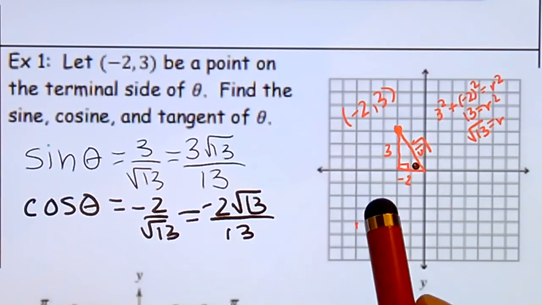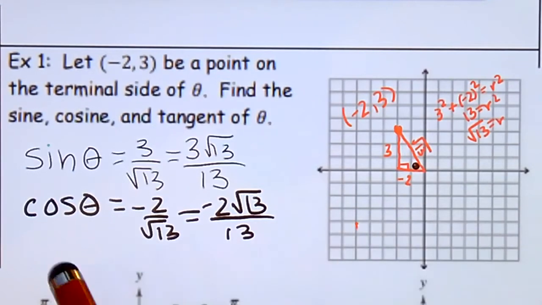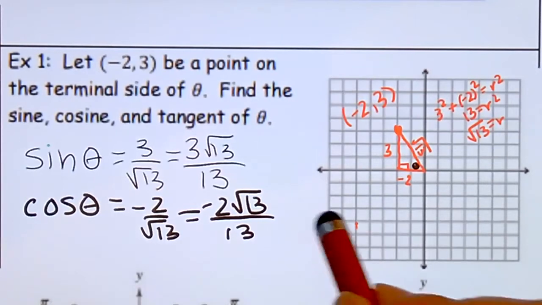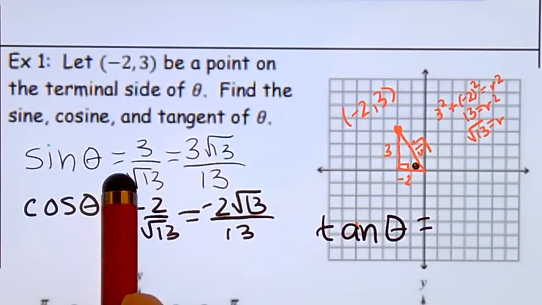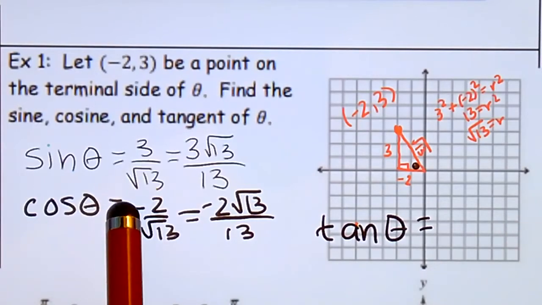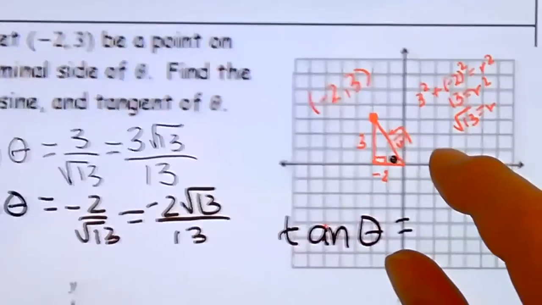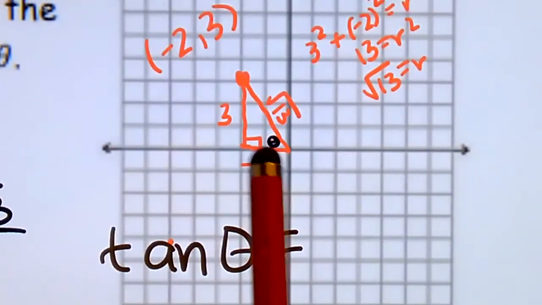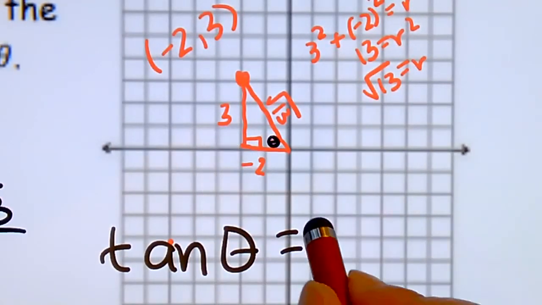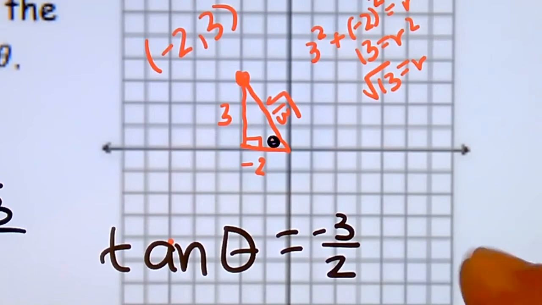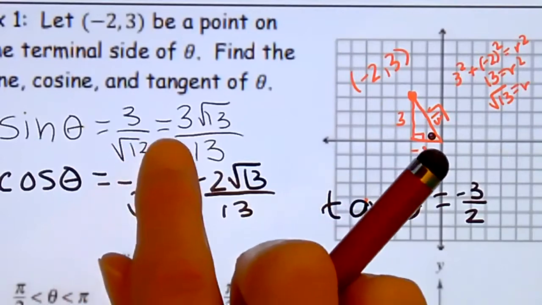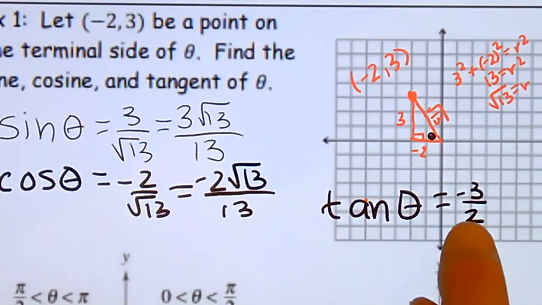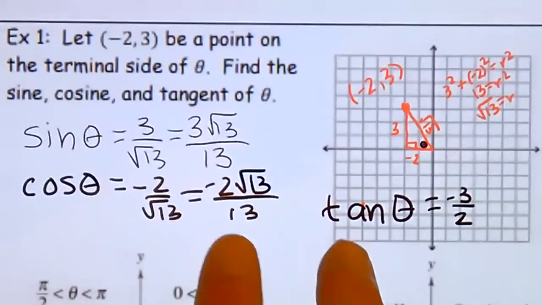Then I'm going to do the tangent, okay? Now for the tangent, I'm going to write it over here. It is sine over cosine, but I would not take this over this, because if you look at your picture, it's also opposite over adjacent, and that's just -3 over 2. Now, if I was to take my sine over my cosine and simplify it, I would get this, but it would take a lot of effort.